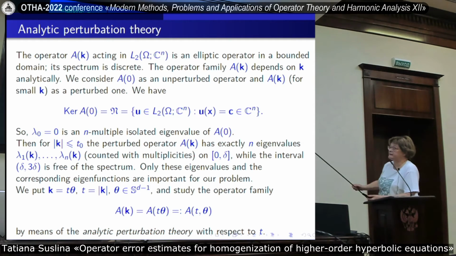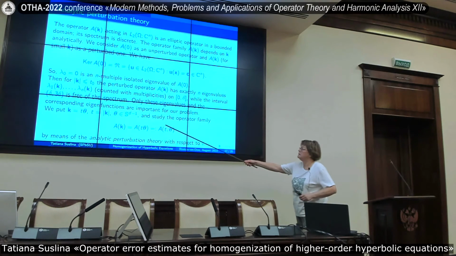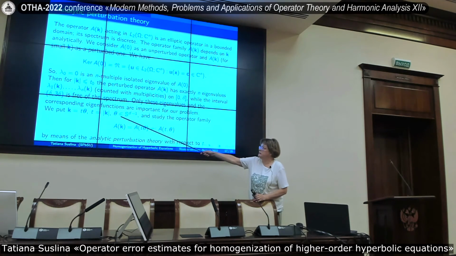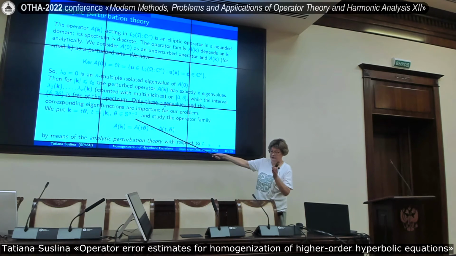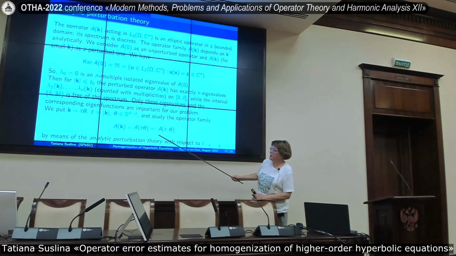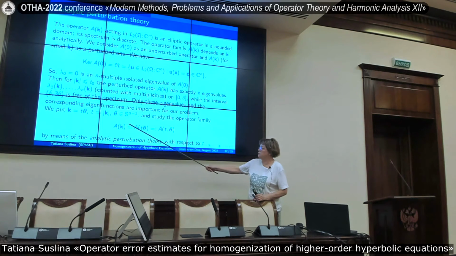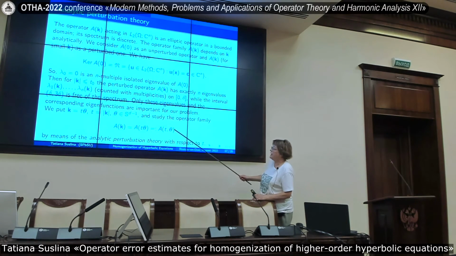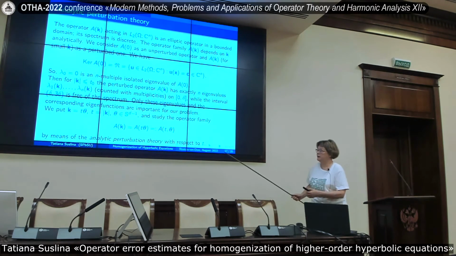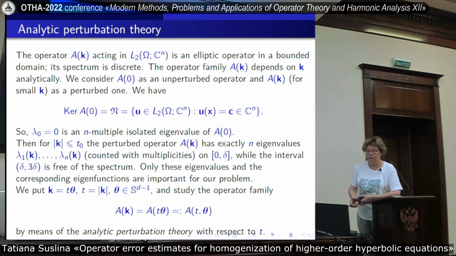Next, we write k as t times theta. t is the modulus of k. It's our main one-dimensional parameter. And theta is the unit vector, the direction of k. And we will write A of t and theta instead of A of k. And this operator family, A of t theta, is studied by means of the analytic perturbation theory with respect to the one-dimensional parameter t. But all the estimates should be uniform in theta.